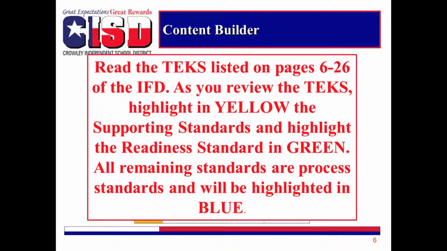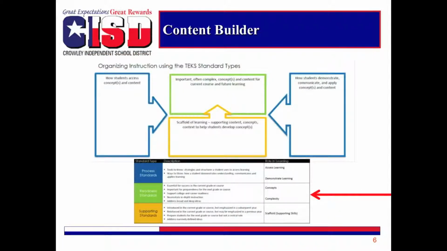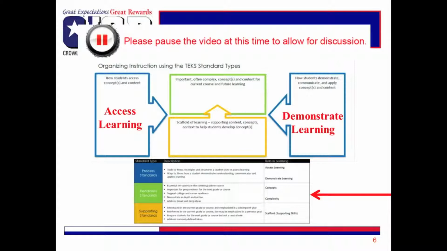At this time, please read the TEKS listed on pages 6 through 26 of the IFD. As you review the TEKS, highlight in yellow the supporting standards and highlight the readiness standards in green. All remaining standards are process standards and will be highlighted in blue. If necessary, please refer to the Organizing Instruction Using the TEKS Standard Types document to review the description and each standard's role in learning. Take note that the blue process standards will fall into one of 2 basic categories: how students access learning or how students demonstrate learning. Please take a moment to complete this task.